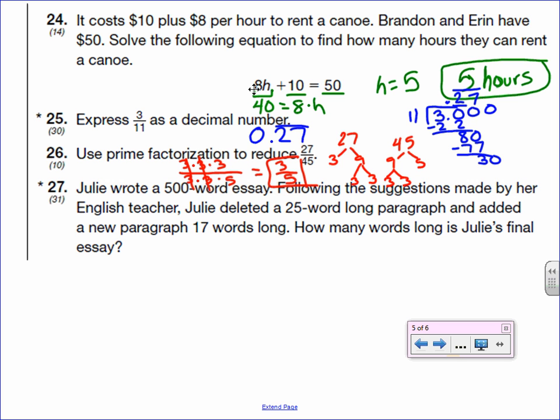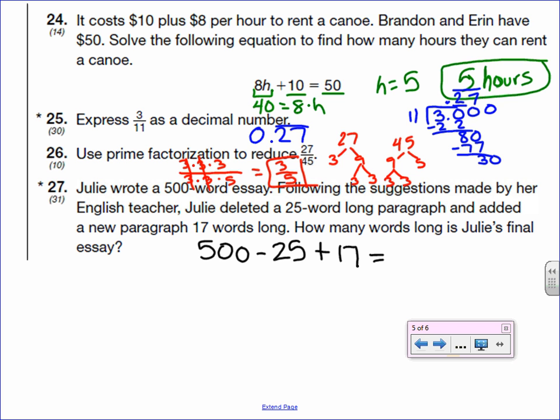Julie wrote a 500-word essay. Following the suggestions made by her English teacher, Julie deleted a 25-word long paragraph. So she deleted it, meaning she took out 25 words, and added a new paragraph 17 words long. So then she added in a 17-word long paragraph. How many words long is Julie's final essay?